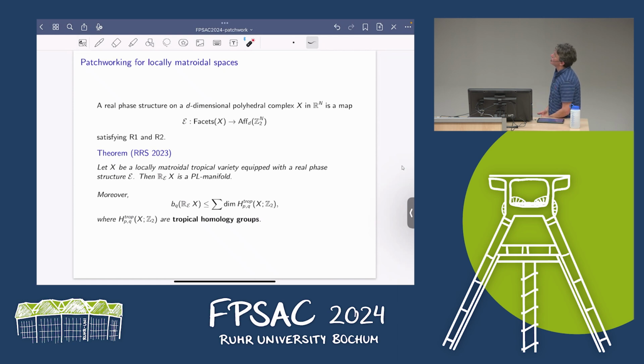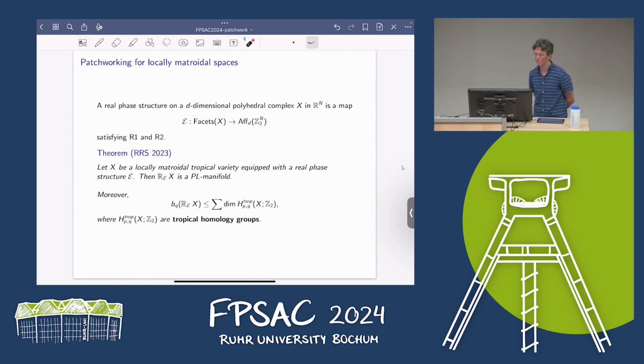And then we can similarly construct the real part, so patchwork it together in these 2 to the n copies of the ambient space. And the theorem says that if we started with something that was locally matroidal, and we had a real phase structure, we should think that locally this thing is an oriented matroid. When we patchwork it together, we still get a PL manifold. We get a piecewise linear manifold.